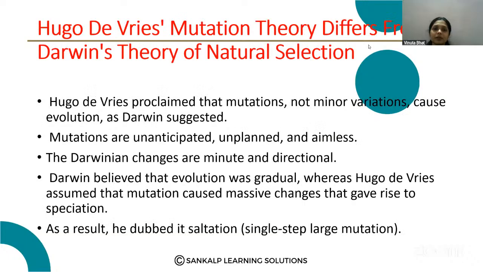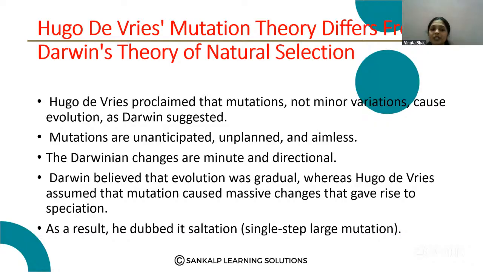According to Hugo de Vries, mutation theory differs from Darwin's theory of natural selection. Hugo de Vries proclaimed that mutations, not minor variations, cause evolution as Darwin suggested. What Darwin suggested was that small changes accumulate and cause larger variation. But according to Hugo de Vries, mutations cause the larger variation that results in evolution.